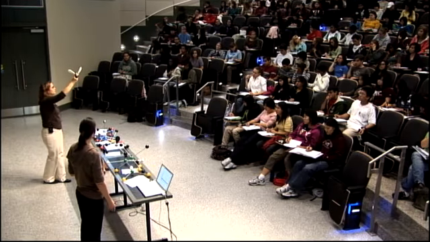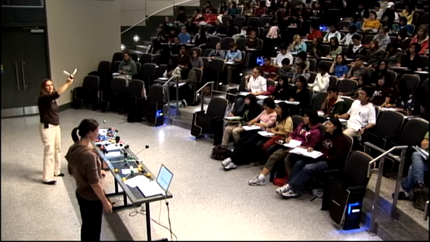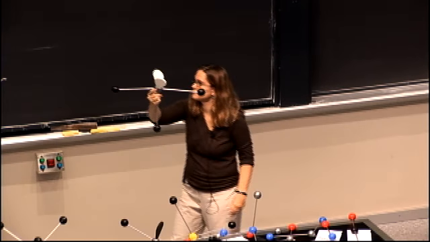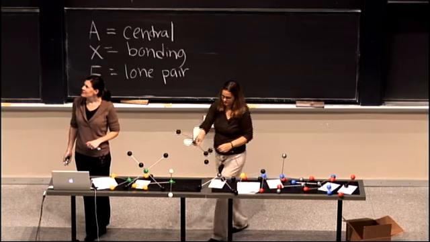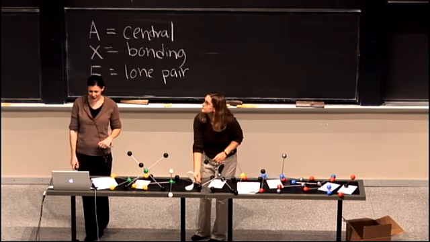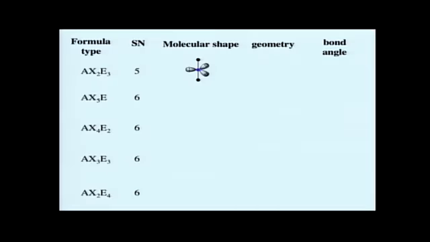So what angle would you have here? Yep. All right, great, less than 90 degrees. So we'll start a new page here and talk about AX2E3. And we'll let you tell us what this geometry is.